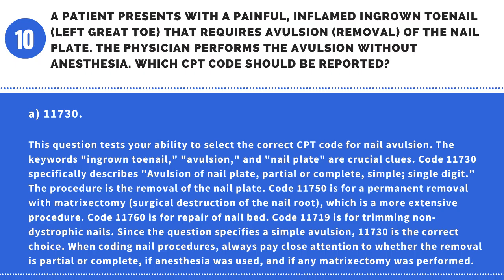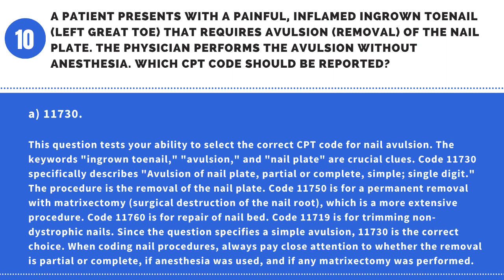11730. This question tests your ability to select the correct CPT code for nail avulsion. The keywords ingrown toenail, avulsion, and nail plate are crucial clues. Code 11730 specifically describes avulsion of nail plate, partial or complete, simple, single digit. The procedure is the removal of the nail plate.